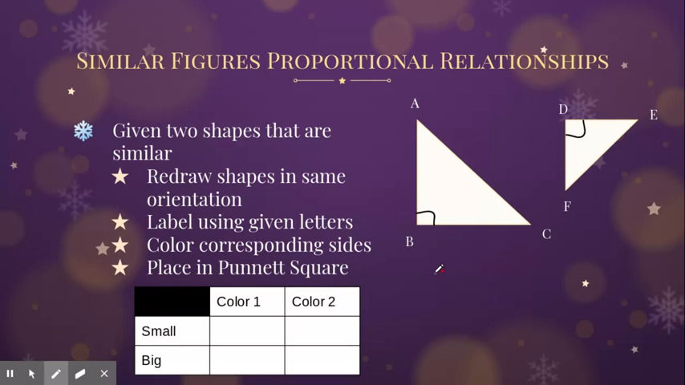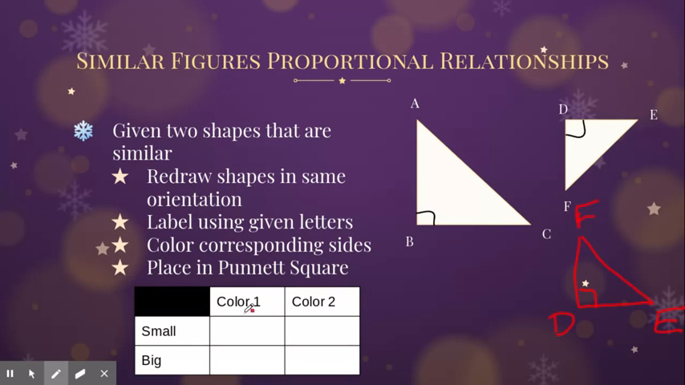So I'm going to redraw triangle DEF so it's facing the same way as ABC. Okay, so that's the right angle right there. Okay, and D was the right angle, and then it goes across to E, and then up to F. And then we're going to label using our given letters.